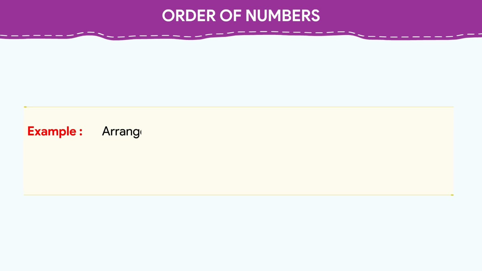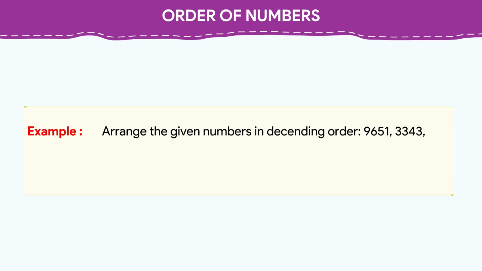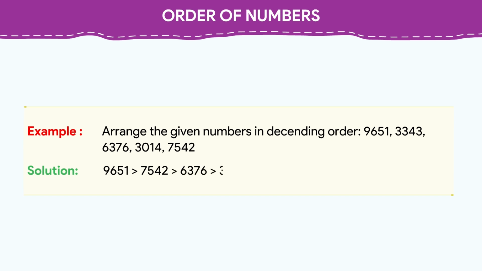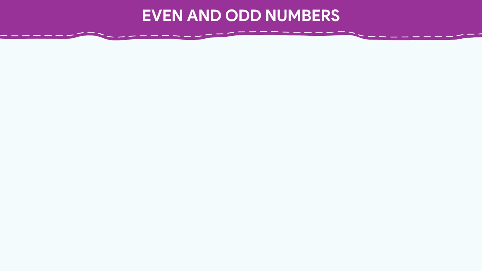Example: arrange the given numbers in descending order: 9,651, 3,343, 6,376, 3,014, 7,542. Solution: 9,651 greater than 7,542 greater than 6,376 greater than 3,343 greater than 3,014.